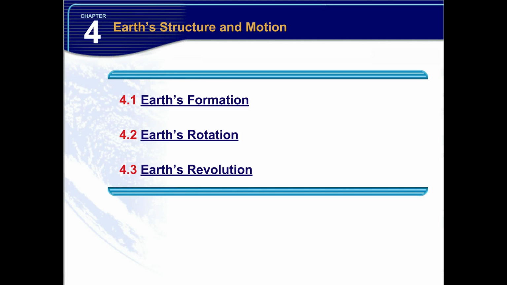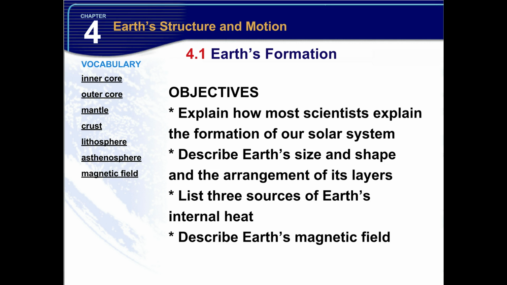We're going to tackle Chapter 4 today, Earth's Structure and Motion. We have three sections: Earth's formation, Earth's rotation, and Earth's revolution. The first section, you can see the vocabulary list on your left, which is very helpful throughout the section. And there are four objectives.